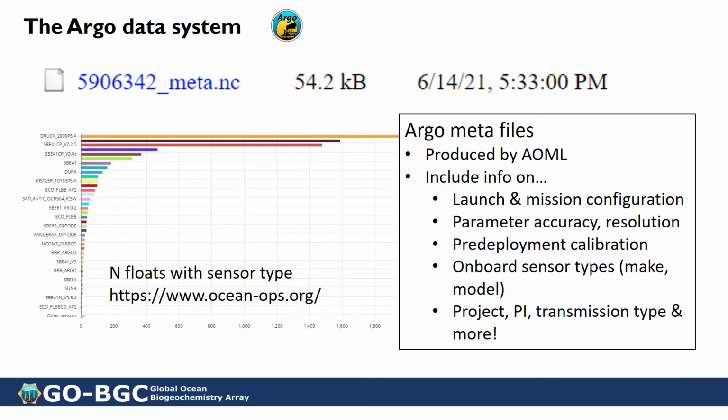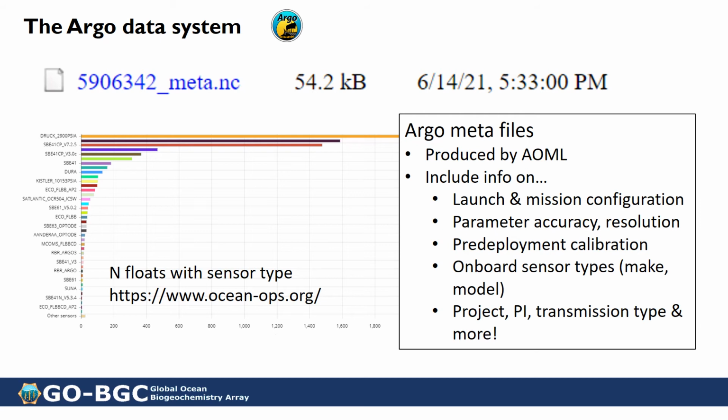So we've spent quite a bit of time on the Argo data system in general, and specifically the SProfile files. And I wanted to cover a few other file types that are available within the Argo data system that may be of use to users. First, the Metafiles. The Argo Metafiles are available one per float. And for GO-BGC and other MBARI processed BGC data, the Metafiles are produced by AOML. These include info on launch and mission configuration, parameter accuracy and resolution, redeployment calibration, onboard sensor types such as sensor make and model, project PI, transmission type, and more.